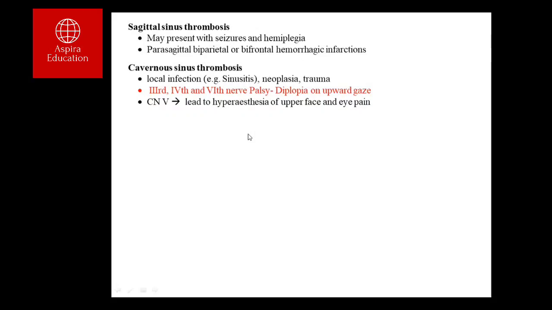Cranial nerve 5, especially V1 and V2, that is the ophthalmic and maxillary areas, is affected. So you may have hypoesthesia. There could be central retinal vein thrombosis, swollen eyelids, and papilledema.